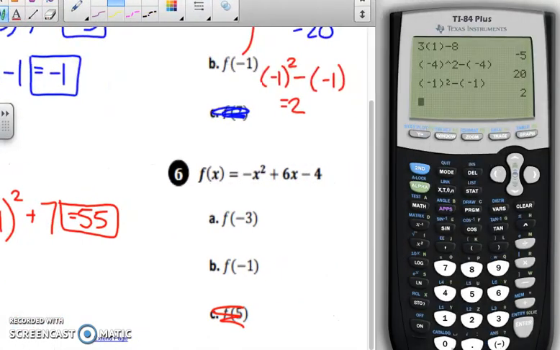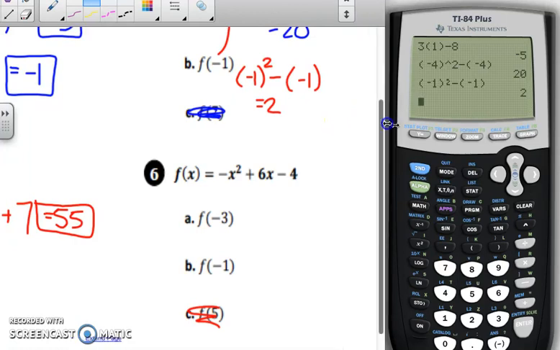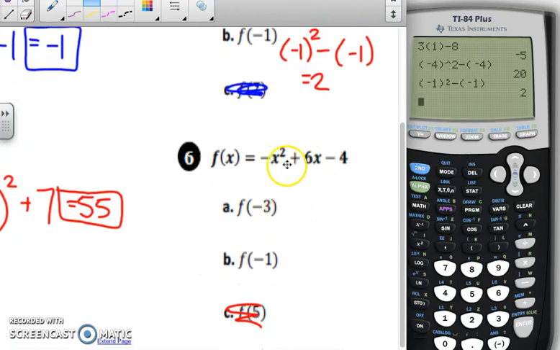Let's look at number 6. So on 6, notice again that you've got 2 x values. Okay, so I'm going to be substituting in something twice. This negative might throw you off, so I'm going to go ahead and put a -1. Okay, so that problem is -1x squared plus 6x minus 4. So I'm going to substitute in -3 there and -3 there in parentheses.